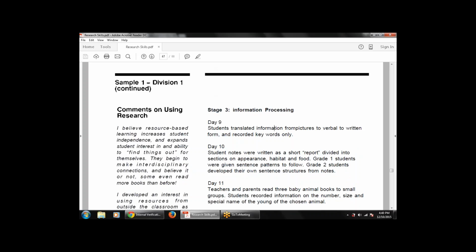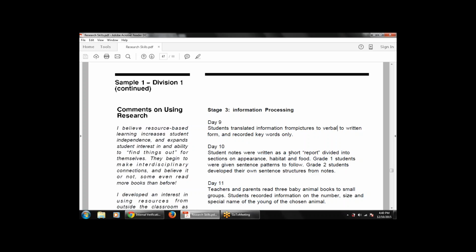Stage 3 is information processing. So let's start with day number 9. Students translated information from the pictures to verbal or written form and recorded the keywords only. So in day number 9, the students translate the information they take out from the pictures to verbal notes or written form and record the keywords only.